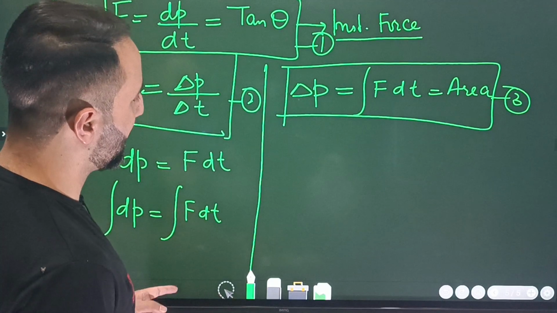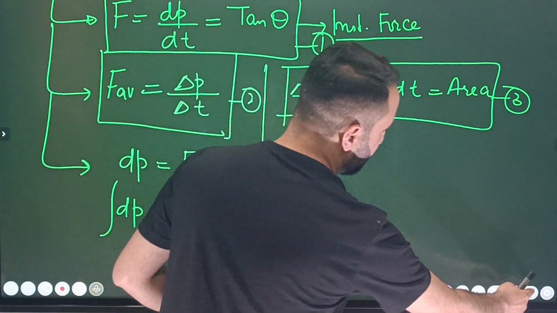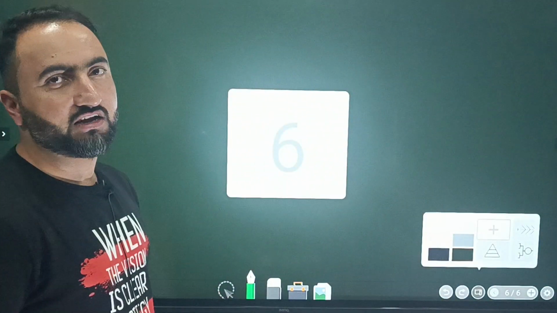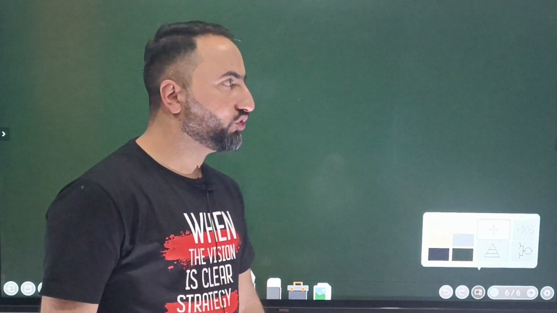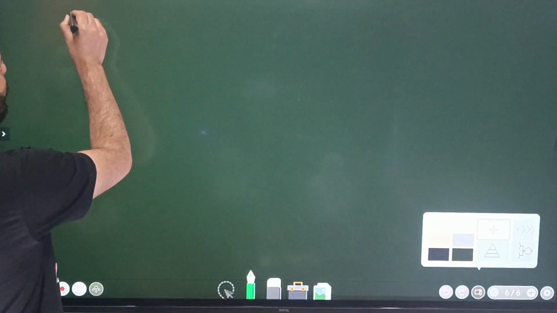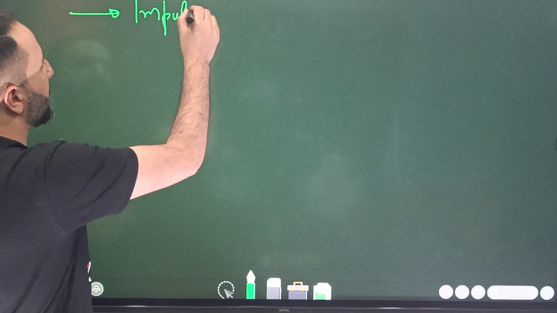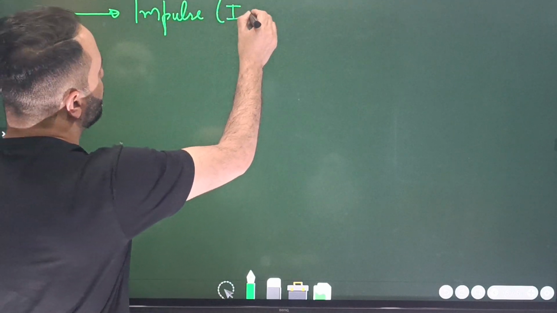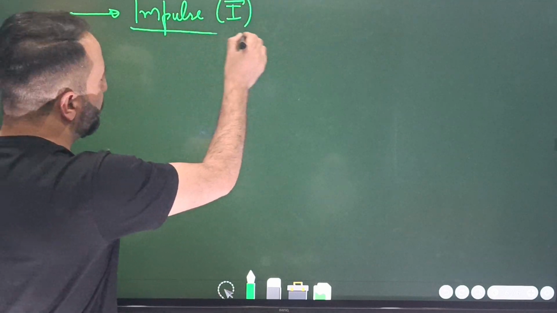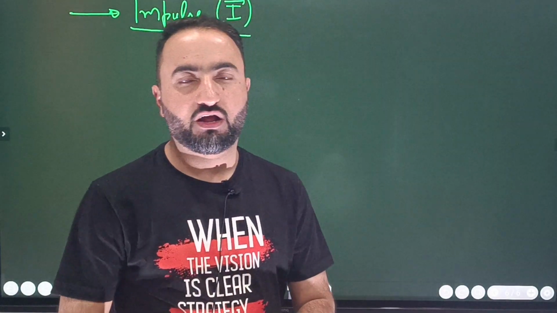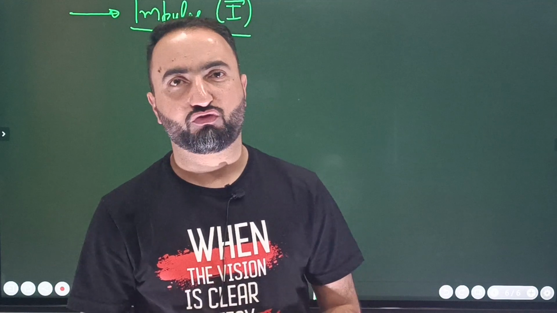Another subtopic is there, and that subtopic is impulse and the impulse momentum theorem. So first of all, what is an impulse? It's a vector quantity denoted by I. For this, first of all, you should know what an impulsive force is.